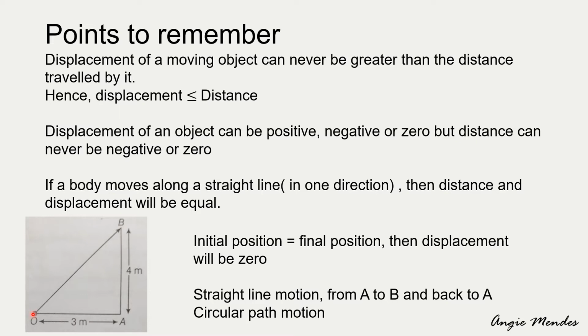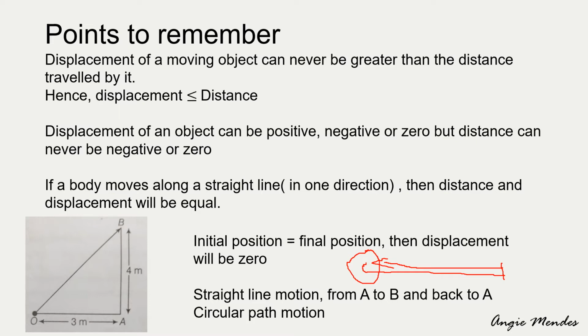Displacement can also be zero if the object moves in a straight line from one point A to another point B. So let's say the object is moving from point A and has gone to B, and then it has traveled back to A. So A becomes the initial as well as the final position. So when a body moves in straight line motion from A to B and then goes back to A, the displacement will be 0.